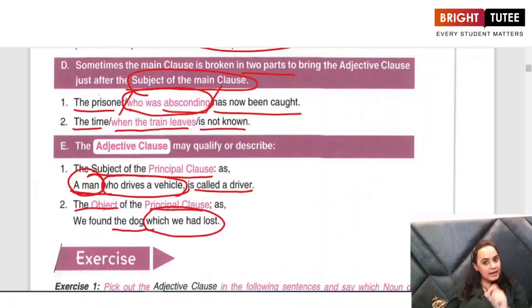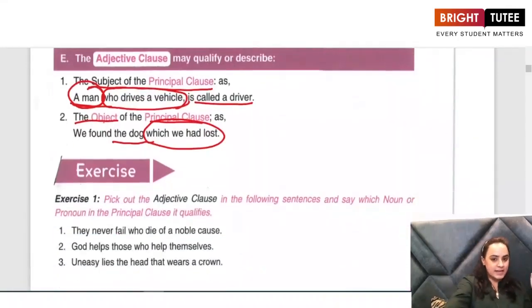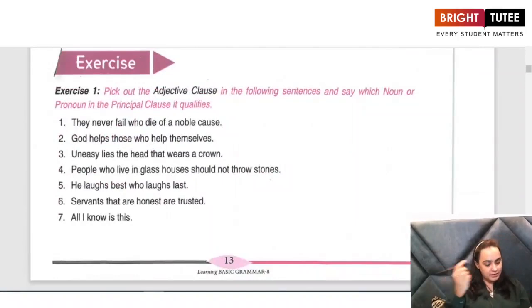Also, at times we break our main clause in two parts so that I can shift my adjective clause immediately after the noun that it is describing. Also, an adjective clause can either describe the subject of the main clause or it can describe the object of the main clause. Okay, dear students, let us now look at the exercises in order to understand them better.